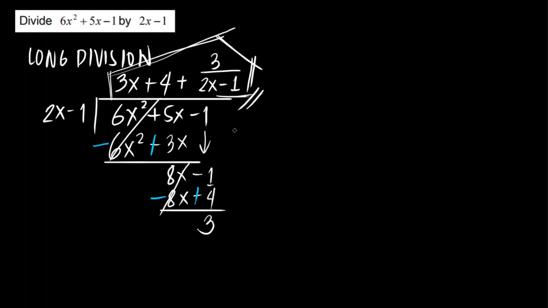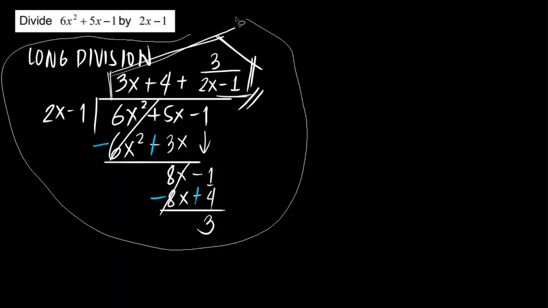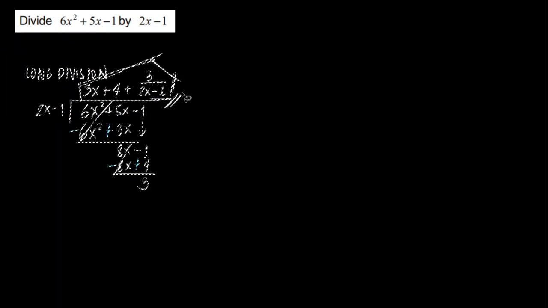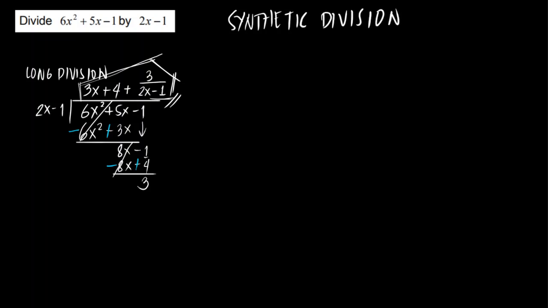Okay? How will this look like in our synthetic division? Let's see. Okay. Synthetic division. So now you have 6x squared plus 5x minus 1 and we divide it by 2x minus 1.